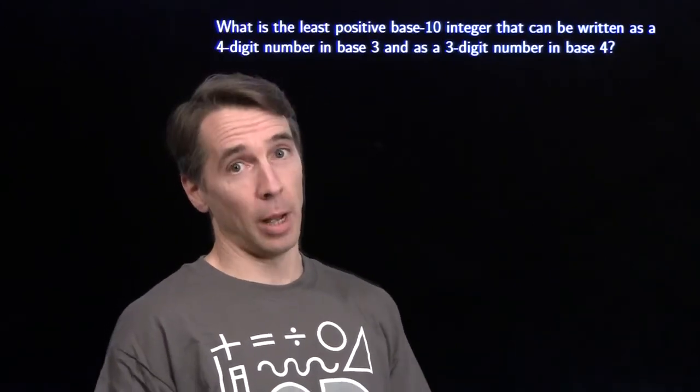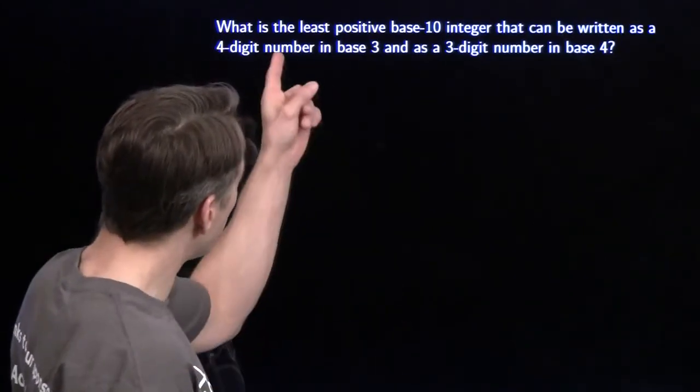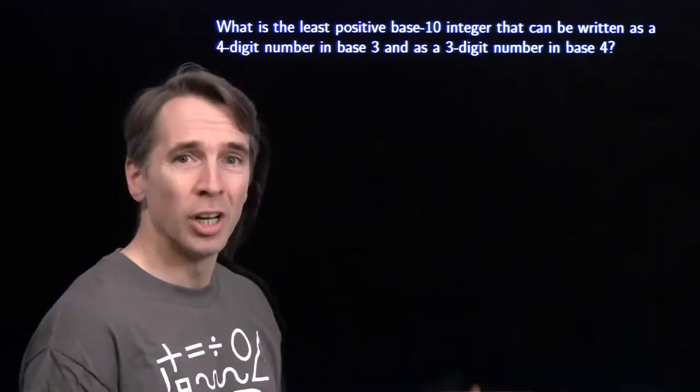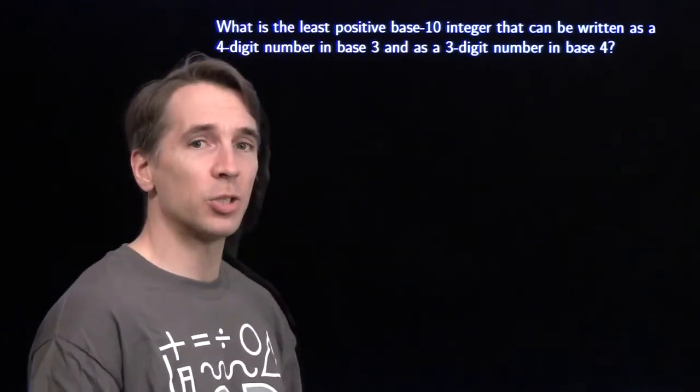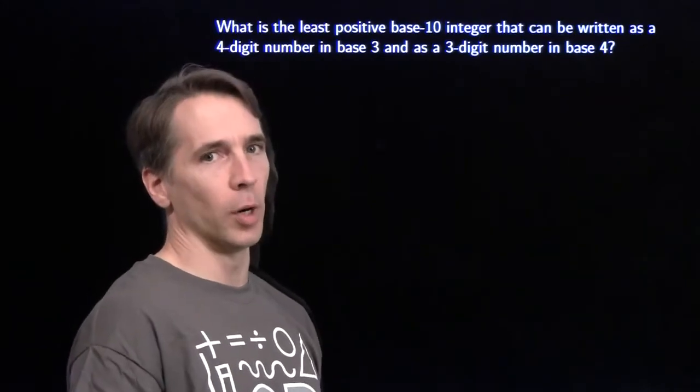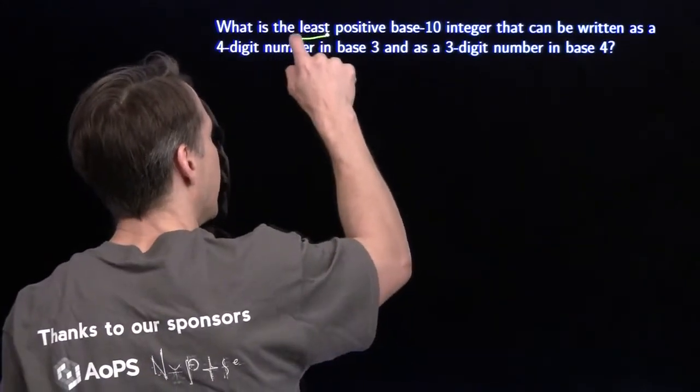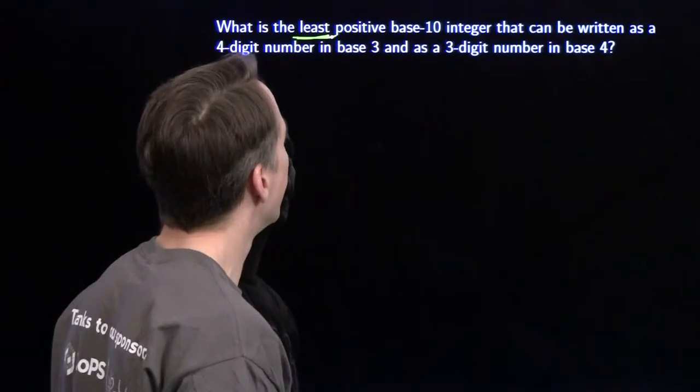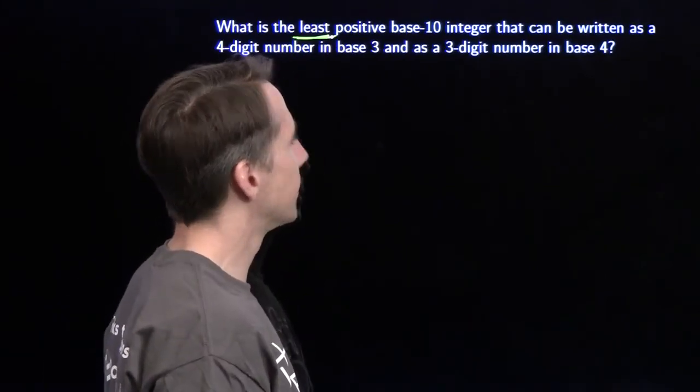I have a couple number theory problems for you this month. We're going to start by finding the least positive base 10 integer that can be written as a 4-digit number in base 3 and a 3-digit number in base 4. The first thing I'm going to do is underline that "least" so I remember what I'm looking for here.